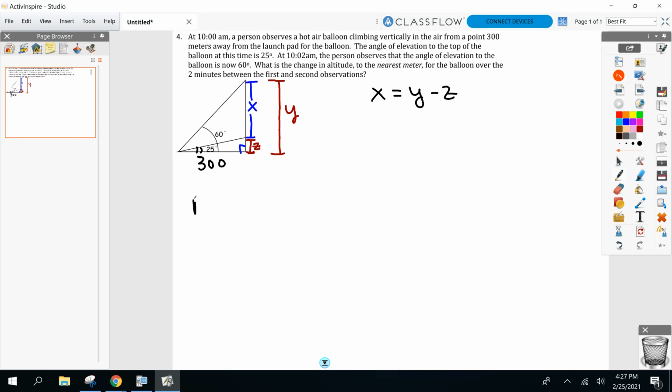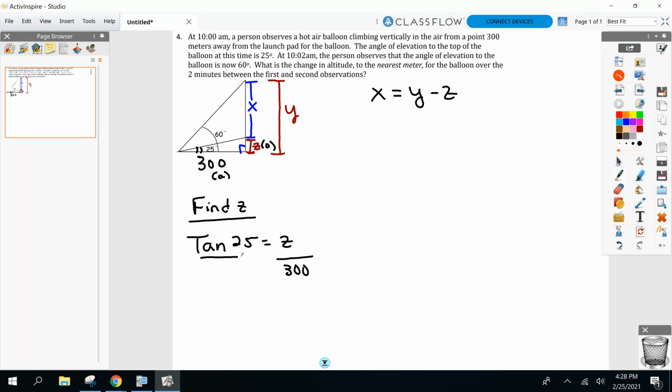So let me start off by finding z. All right, finding z. Everyone see the small right triangle I'm working with right now? The one that has 25 degrees in it. So I say to myself, all right, the 300 looks like it's the adjacent to 25, and z looks like it's opposite. So if I have the adjacent and the opposite side, I can use tangent. Tangent of 25 is equal to my opposite side z over my adjacent side 300.